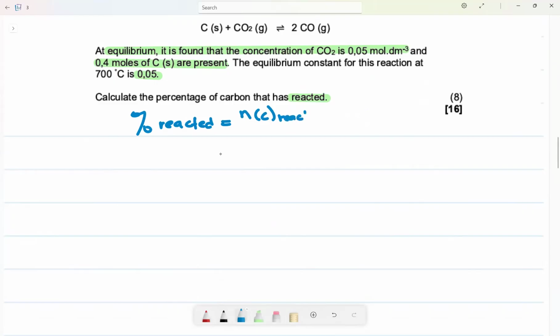divided by the number of moles of carbon initially, then you multiply by 100. So the percentage of carbon that has reacted is the amount that reacted divided by initial, multiplied by 100. But remember, I repeat, the reacted amount we will find at change, where we use the mole ratio.